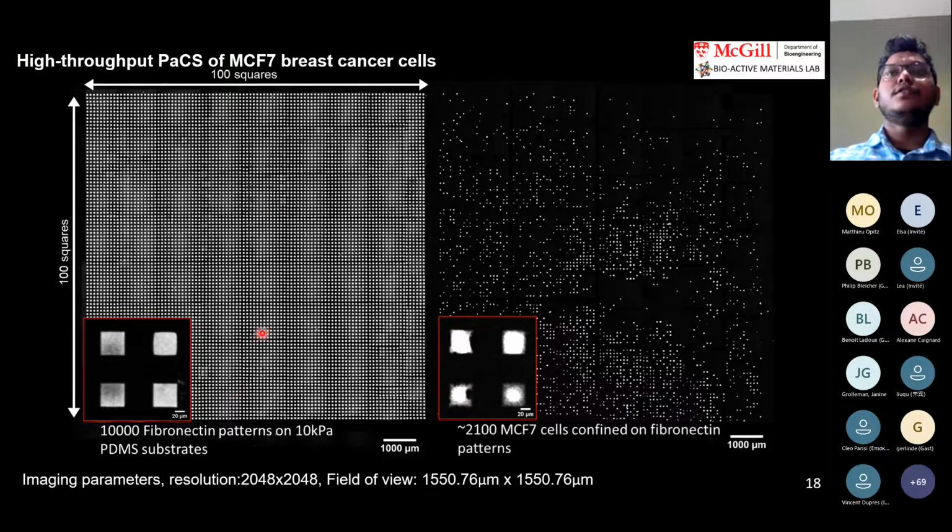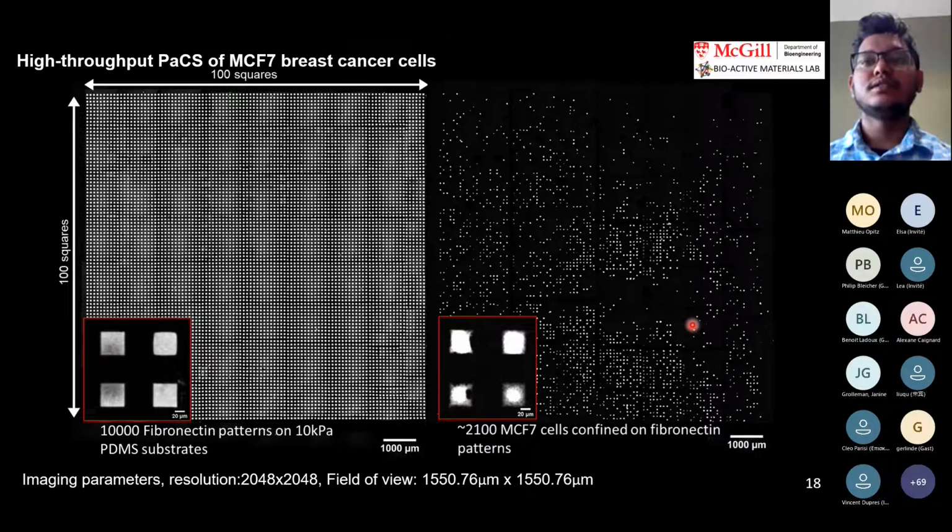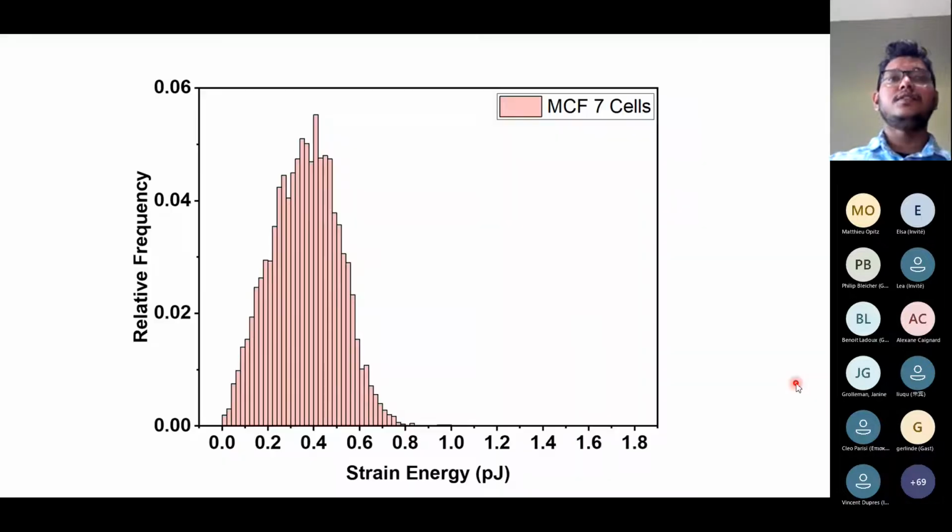Then we confined MCF7 cells on top of these patterns, and we were able to confine approximately 2,000 single cells on the patterns. And then we measured the strain energy. This is a histogram of the contractility, or the strain energy, of the MCF7 cells. And as you can see, the full potential of this technique is that you can do a high throughput screening of a single cell type in just a single experiment.